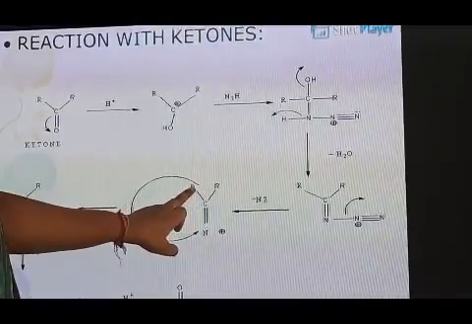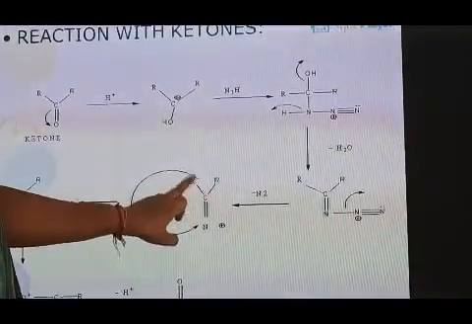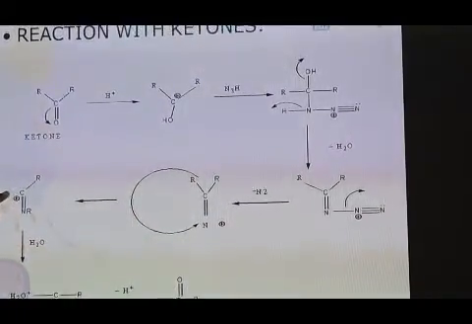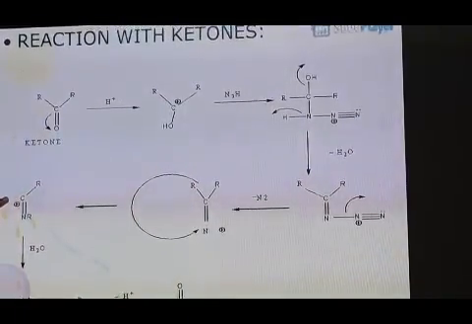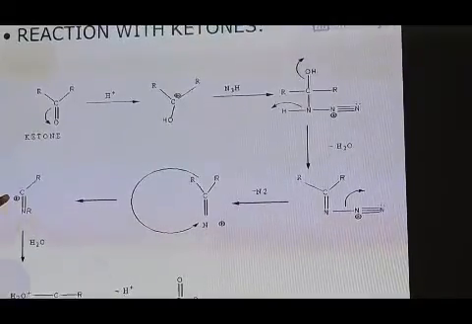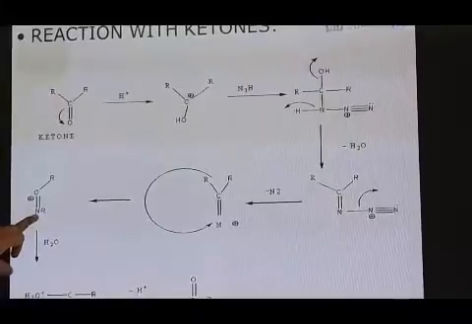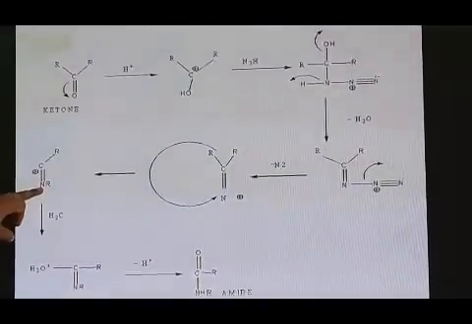The migration of one of the alkyl groups on the carbon to the nitrogen takes place. So that's why there is a formation of this compound. The intermediate compound formation takes place due to the migration of the alkyl group from the carbon to the nitrogen. This is the actual Schmidt rearrangement reaction.